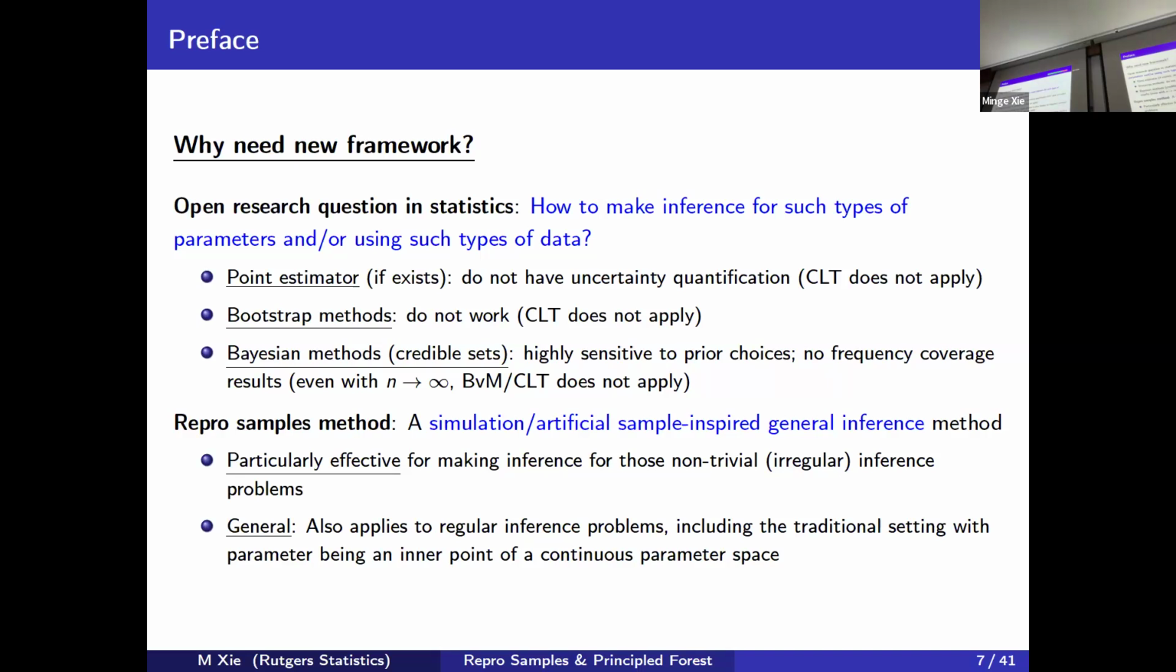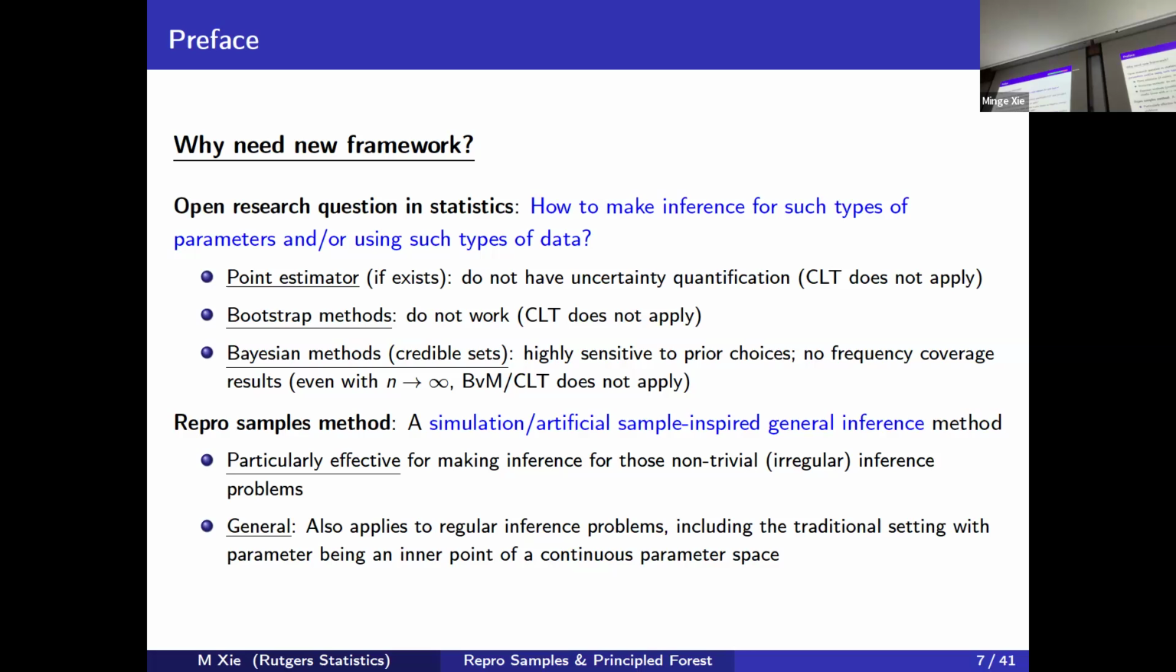Empirically, actually, the frequency coverage is pretty poor if you use a Bayesian method to do that. For the Gaussian mixture model, in our paper, we have those examples. So in these settings, what we have traditionally been using is not really working. So what we do is that we use a simulation-inspired artificial sample method.